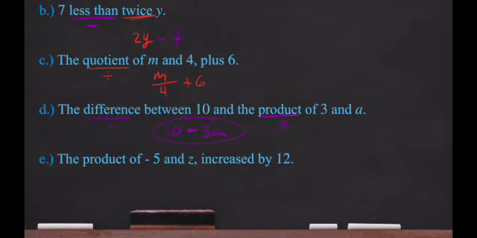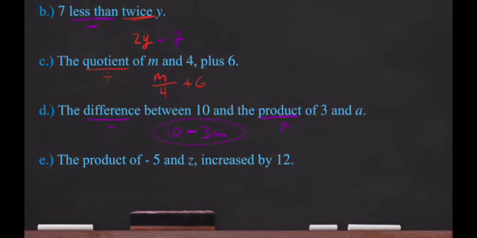Part E, and this is actually our last part. The product of negative 5 and z, increased by 12. We already said product means to multiply. Negative 5 and z. If we are increasing, that is being added on top of. So we are going to add 12 on top of that value.